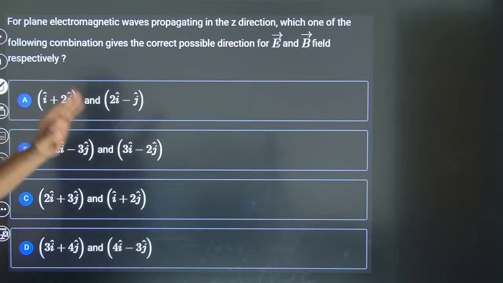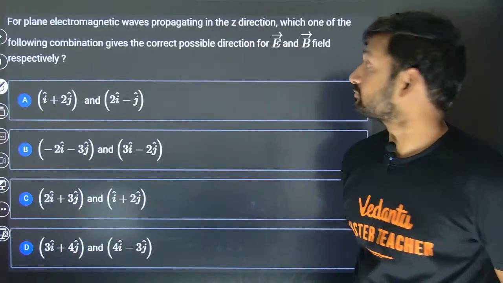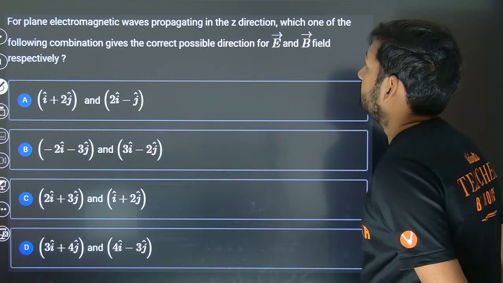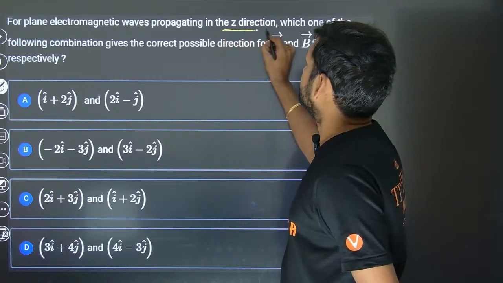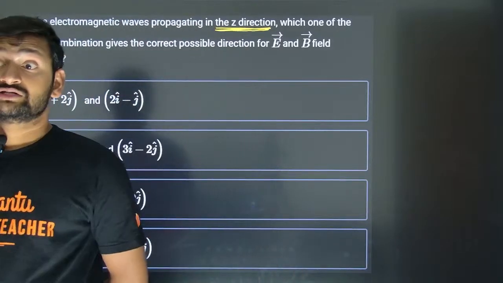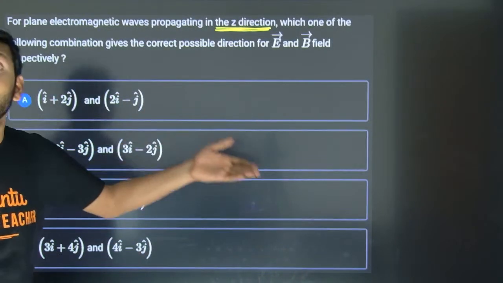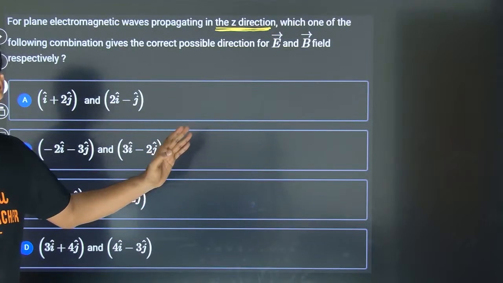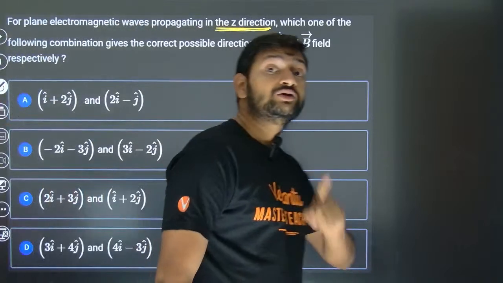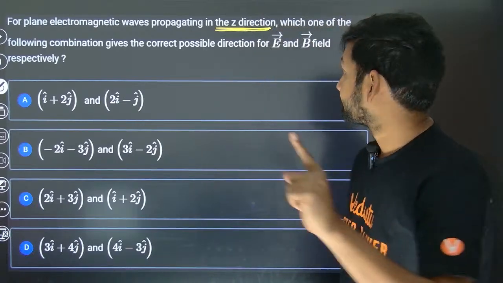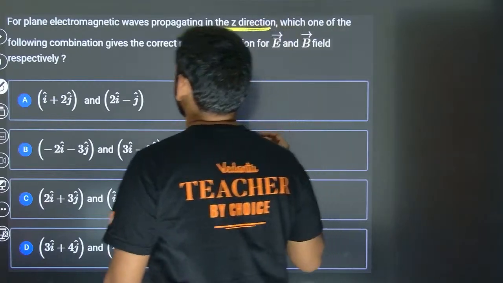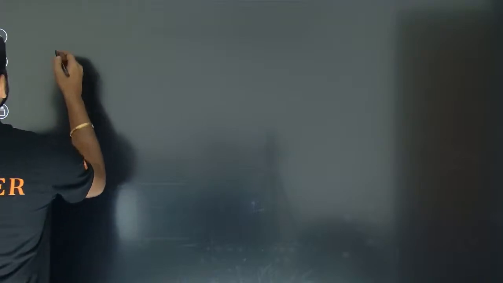For plane electromagnetic waves propagating in the Z direction, which one of the following combinations gives the correct possible direction of E and B? Man, they said that it's in Z direction. We have to see which one is going to give us K cap or minus K cap, whatever it is. The cross product should give us K direction. E cross B should give us K. Now look, if I am going to talk about option A, I have left a slide, so I'll just talk about option A.